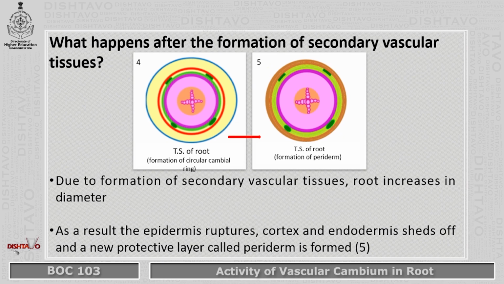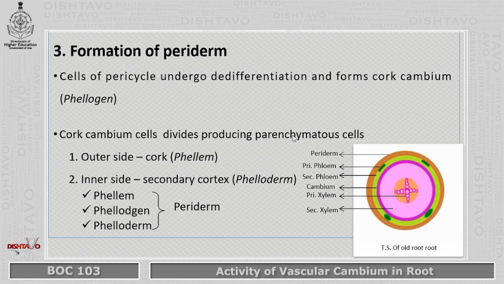What happens after the formation of secondary vascular tissue? Due to the increased formation of secondary vascular tissue, there is increase in diameter of the root. As a result, the epidermal layer ruptures, cortex and endodermis get shed off, and a new protective layer is formed around the secondary phloem.